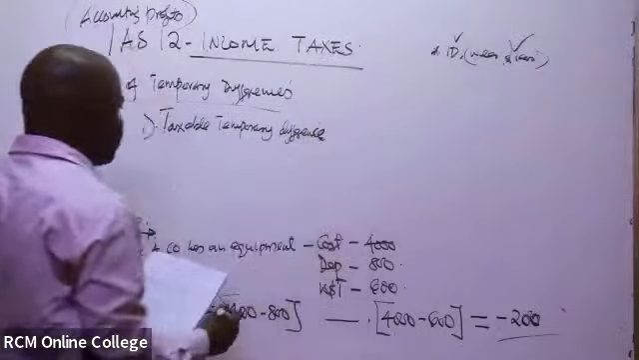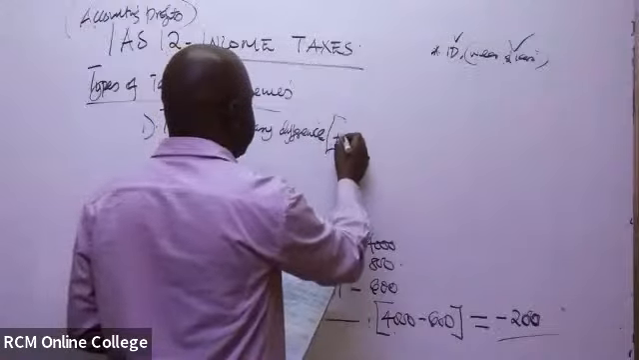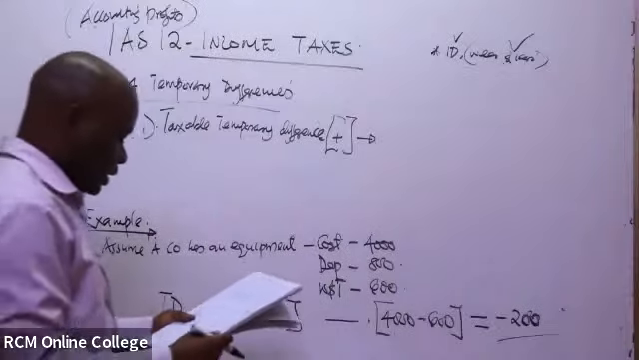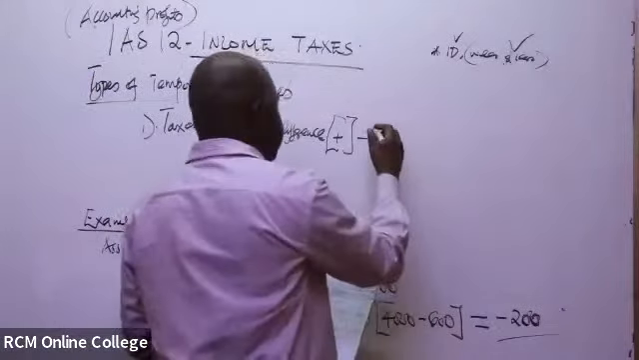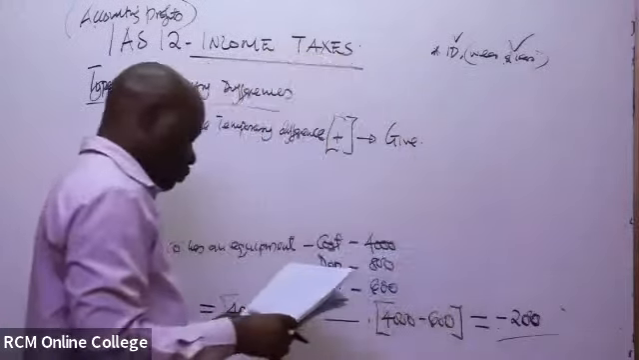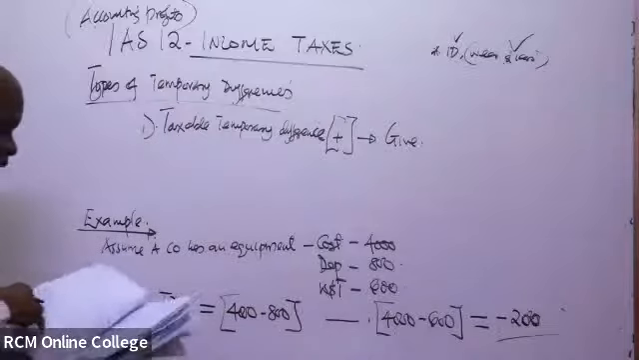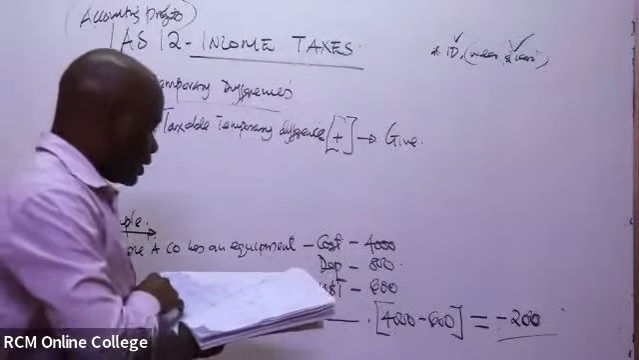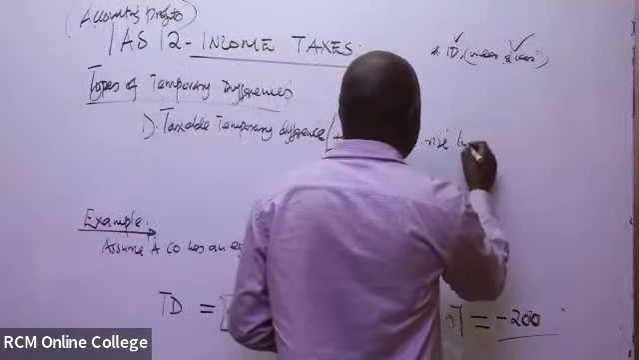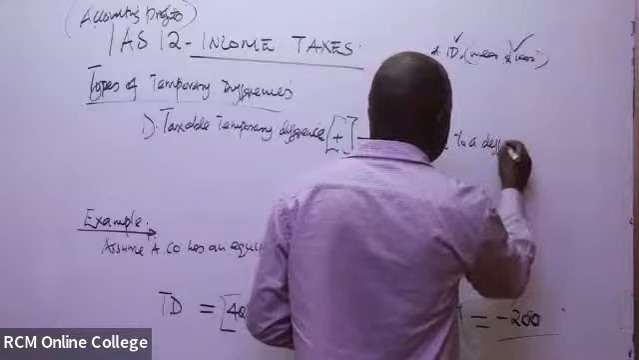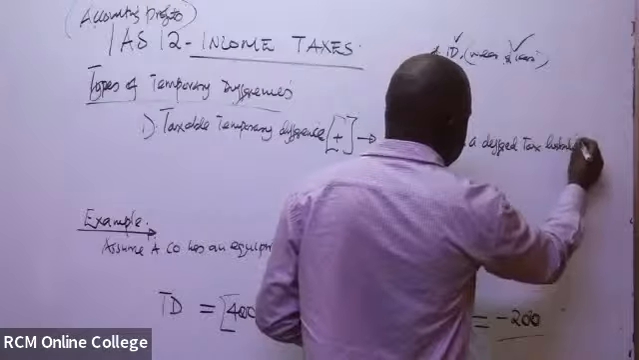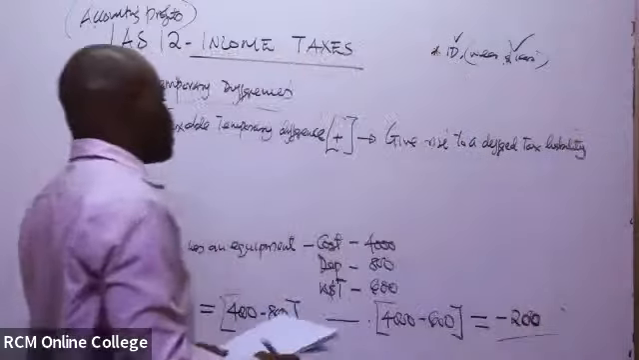If it is positive, this kind of temporary difference will give rise to a deferred tax liability. It will give rise to a deferred tax liability.